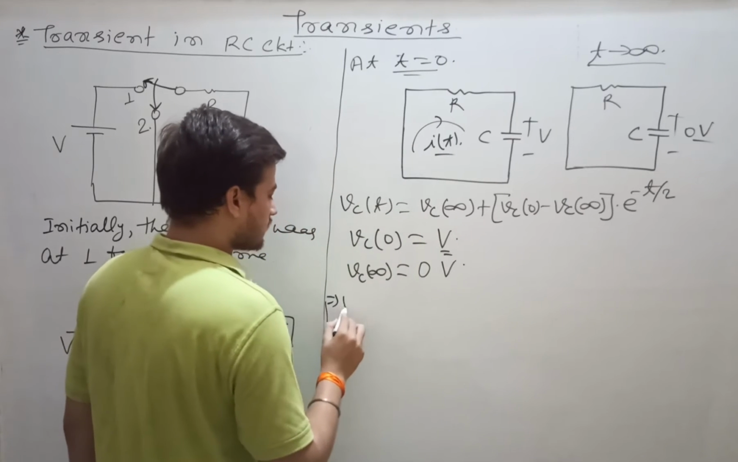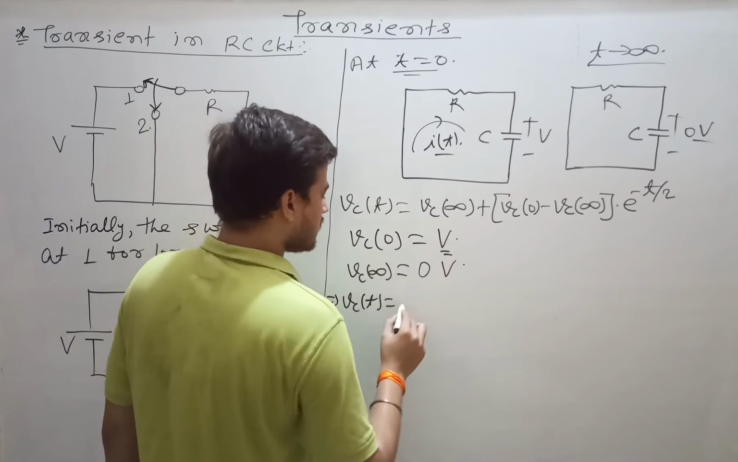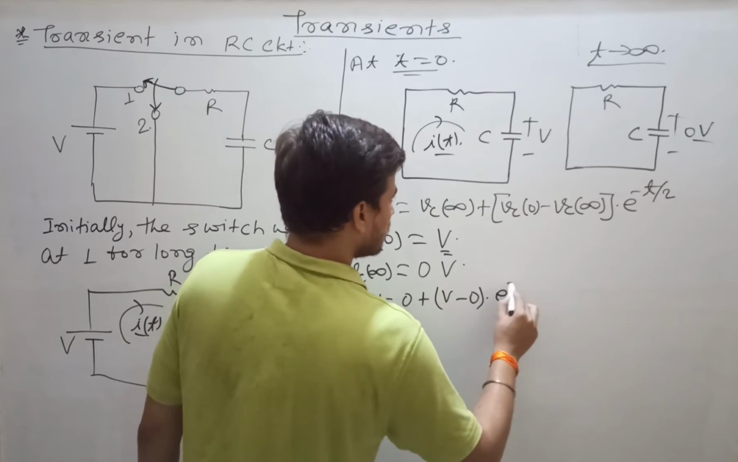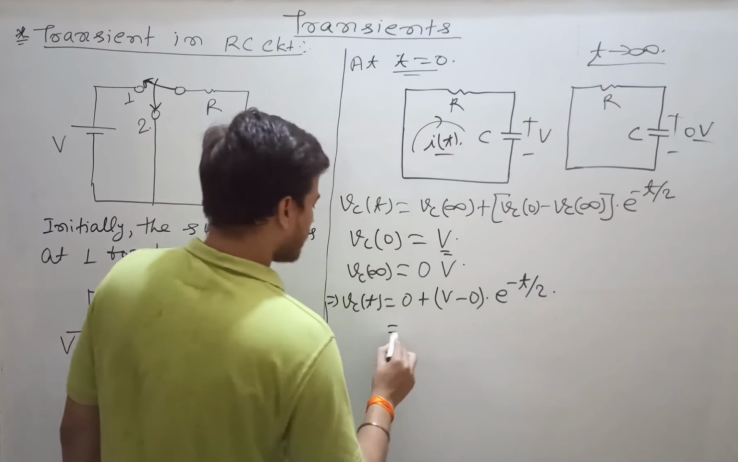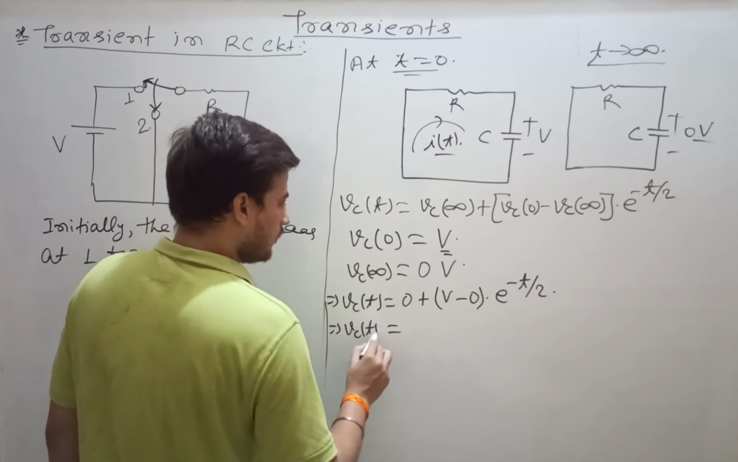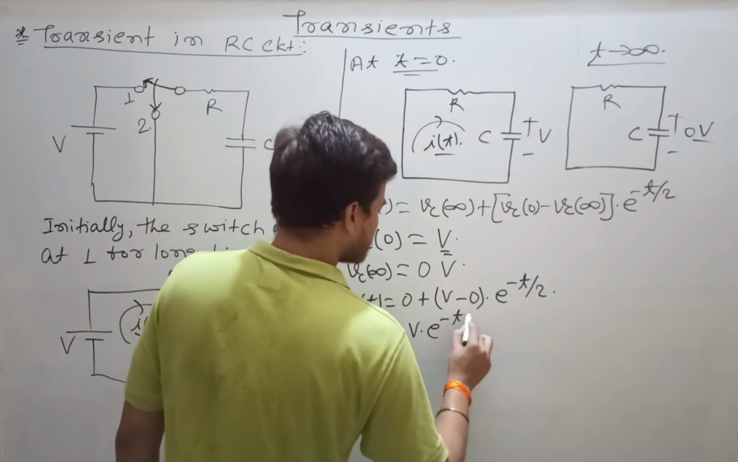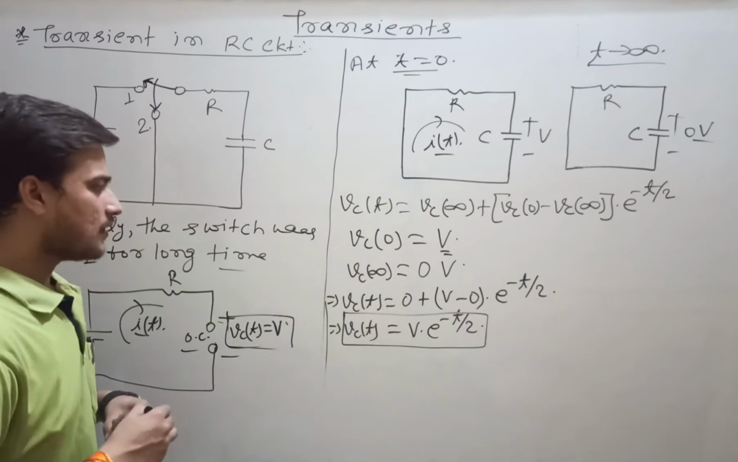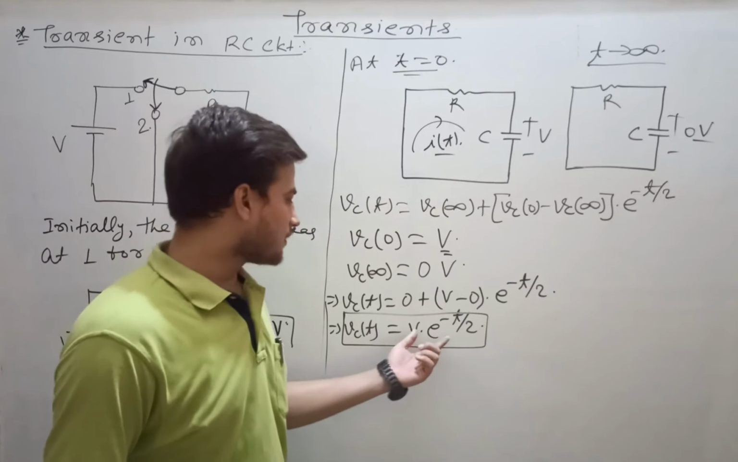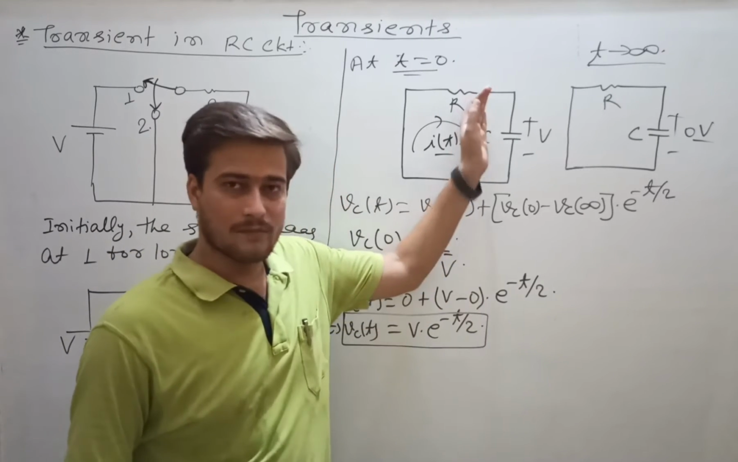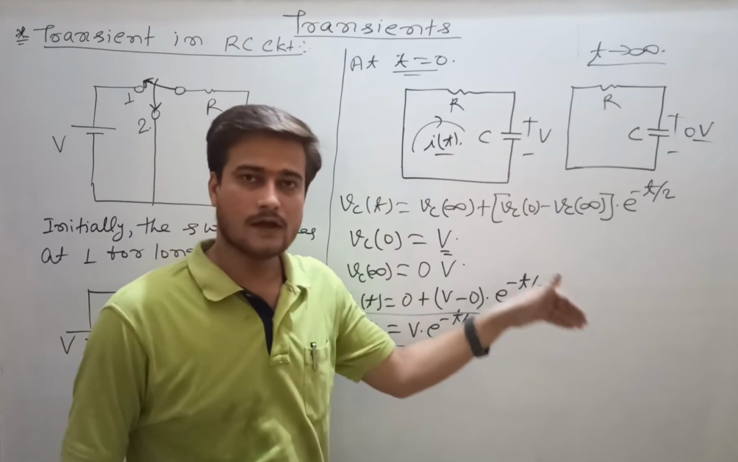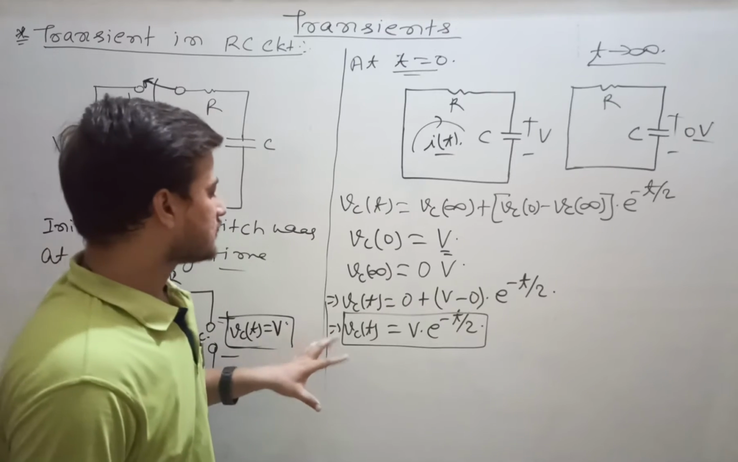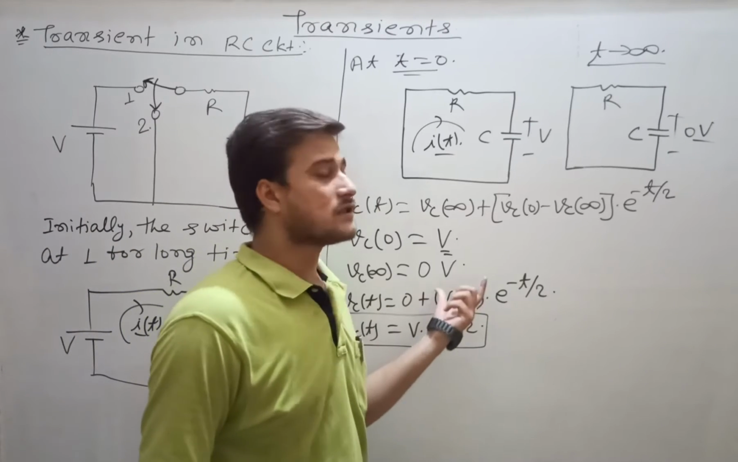So let's write the expression for Vc(t). It will be equal to 0 + (V − 0) e^(−t/τ). From here, Vc(t) is equal to V e^(−t/τ). That means when the time t is equal to 0, the voltage will be maximum, and then the voltage will start decreasing exponentially. So this is the expression for the voltage across the capacitor.